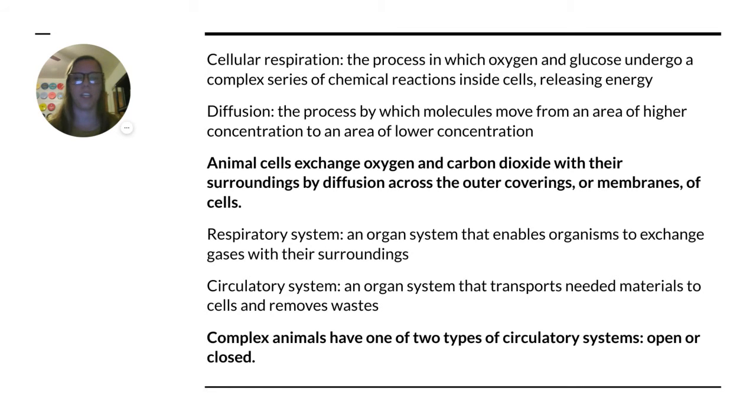Respiratory system is an organ system that enables organisms to exchange gases with their surroundings. Circulatory system, an organ system that transports needed materials to cells and removes waste. Complex animals have one of 2 types of circulatory systems, open or closed.